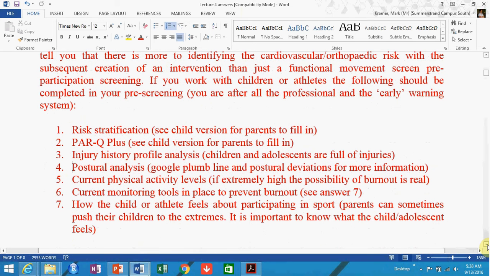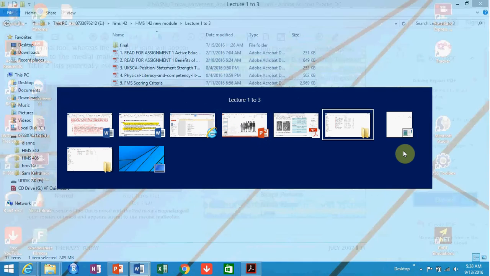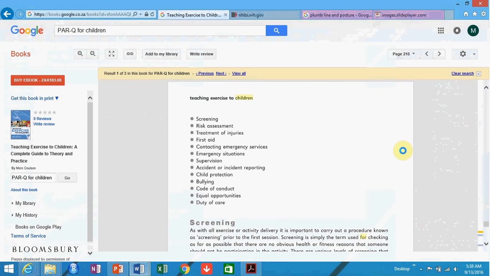So the first thing you want to do is obviously a risk stratification with your child or youth athlete. You also want to conduct a PAR-Q plus analysis, and I will show you this now online. And then you want to check their history of injury. You do these in your pre-participation screening to make sure that the person is actually cleared for participating in physical activity, and whether they need rehabilitation or not.